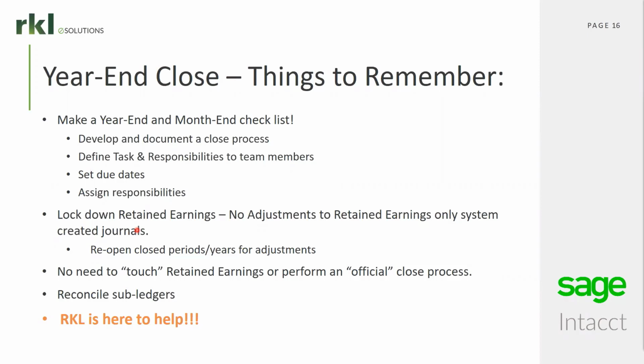But you can always reach out to me, or you can reach out to anybody at RKL and ask that question if I should be making any entries to that based on your specific use case. But as a rule, lock down retained earnings. Don't do that. No need to touch retained earnings or perform an official close. We're not going to take the net income for 2021 and zero that out and post it. The system will do that for you when you run your reports.